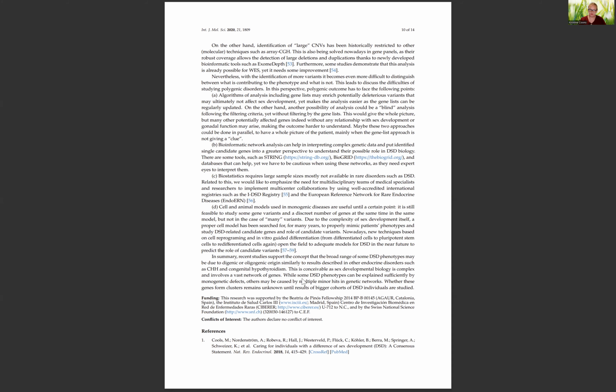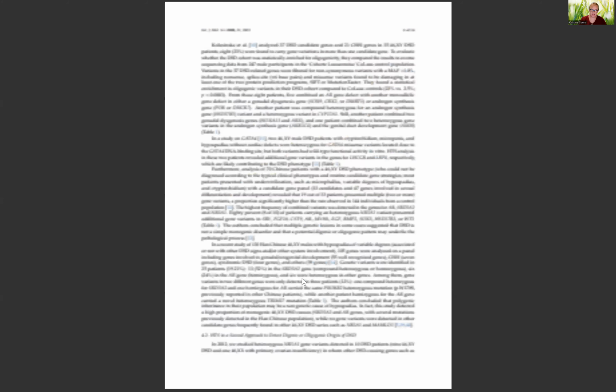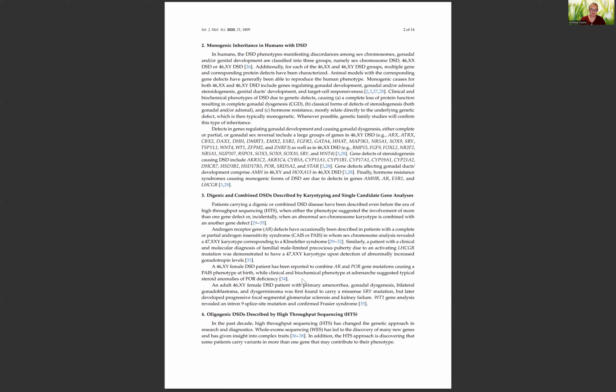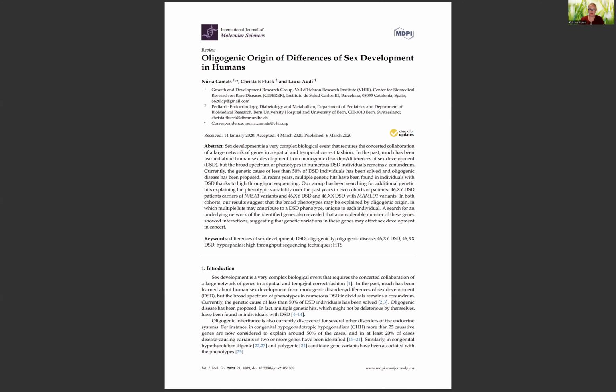So overall, in summary, I'm going to go back up to the abstract. This review in the Journal of Molecular Sciences, basically what it's doing is it's gathering a whole bunch of studies that looked at individuals with disorders of differences of sexual development. And the biggest key point is here. The genetic cause of less than 50% of individuals has been solved. We don't account for more than 50%, or roughly 50%, of individuals.